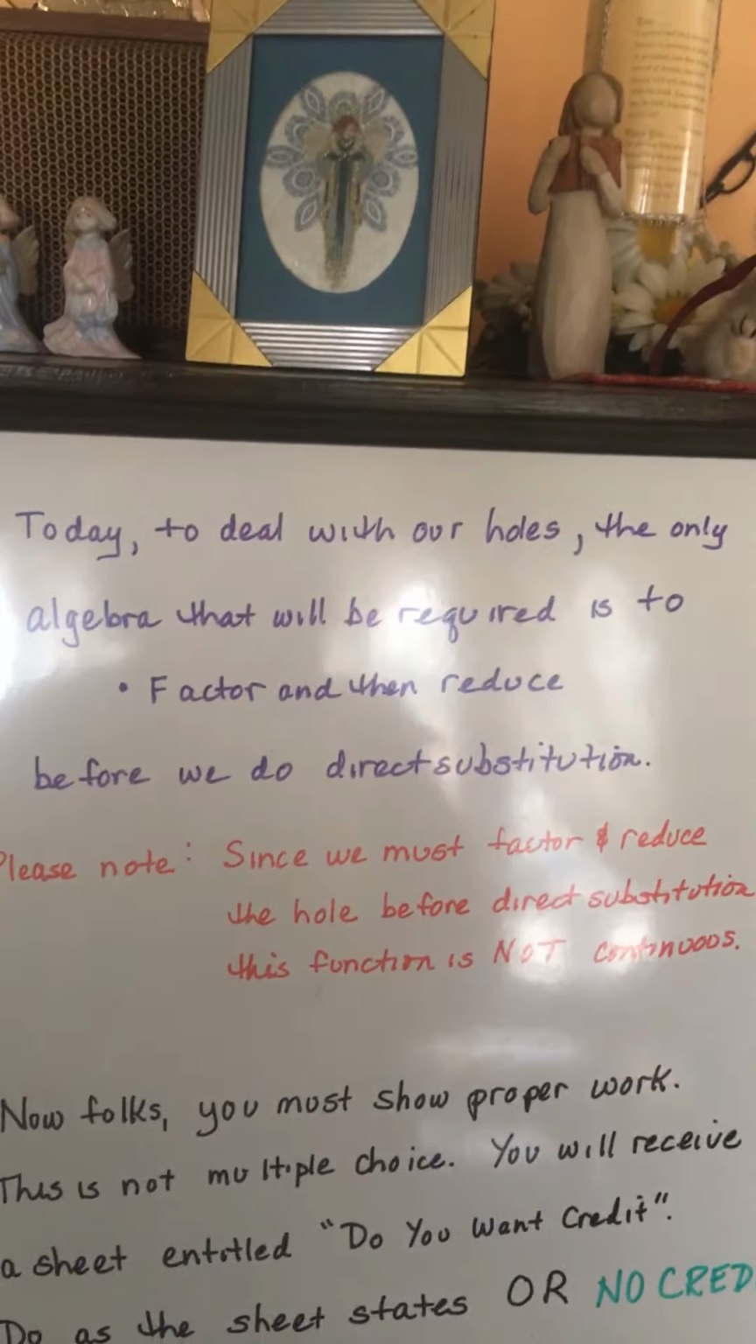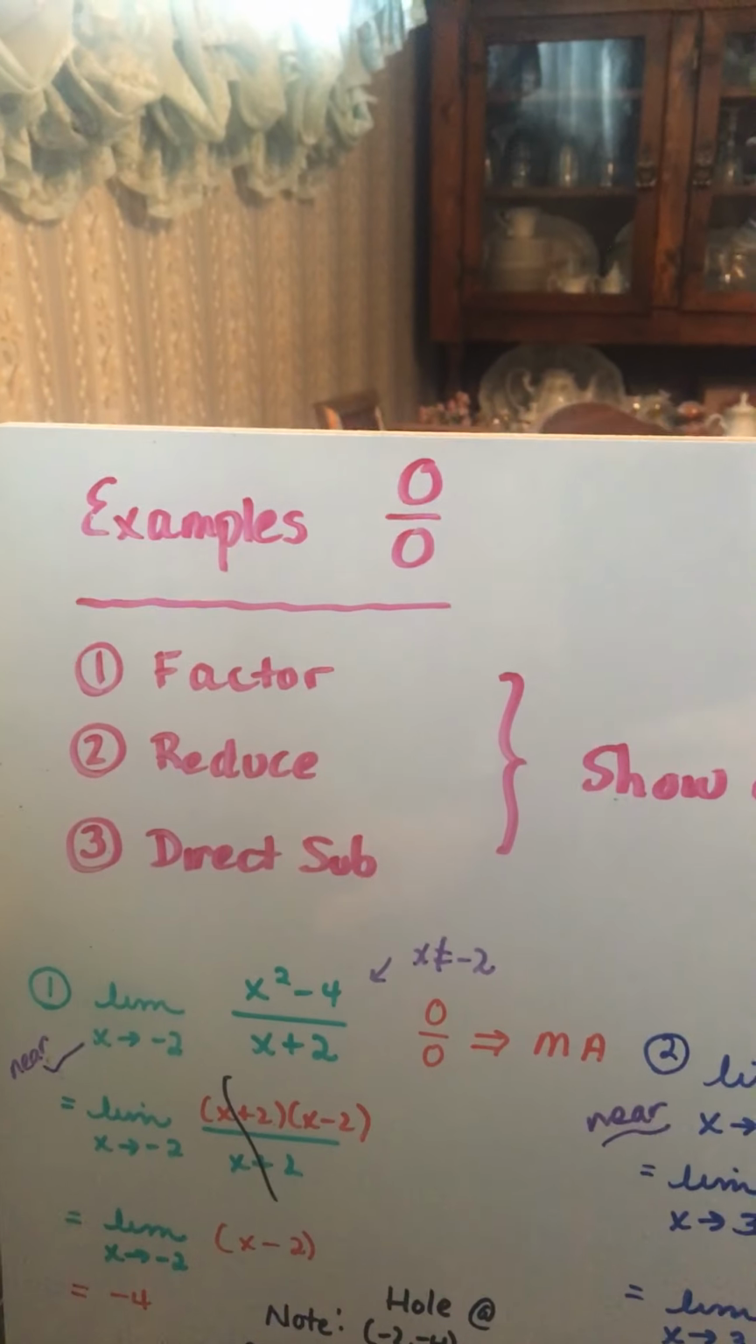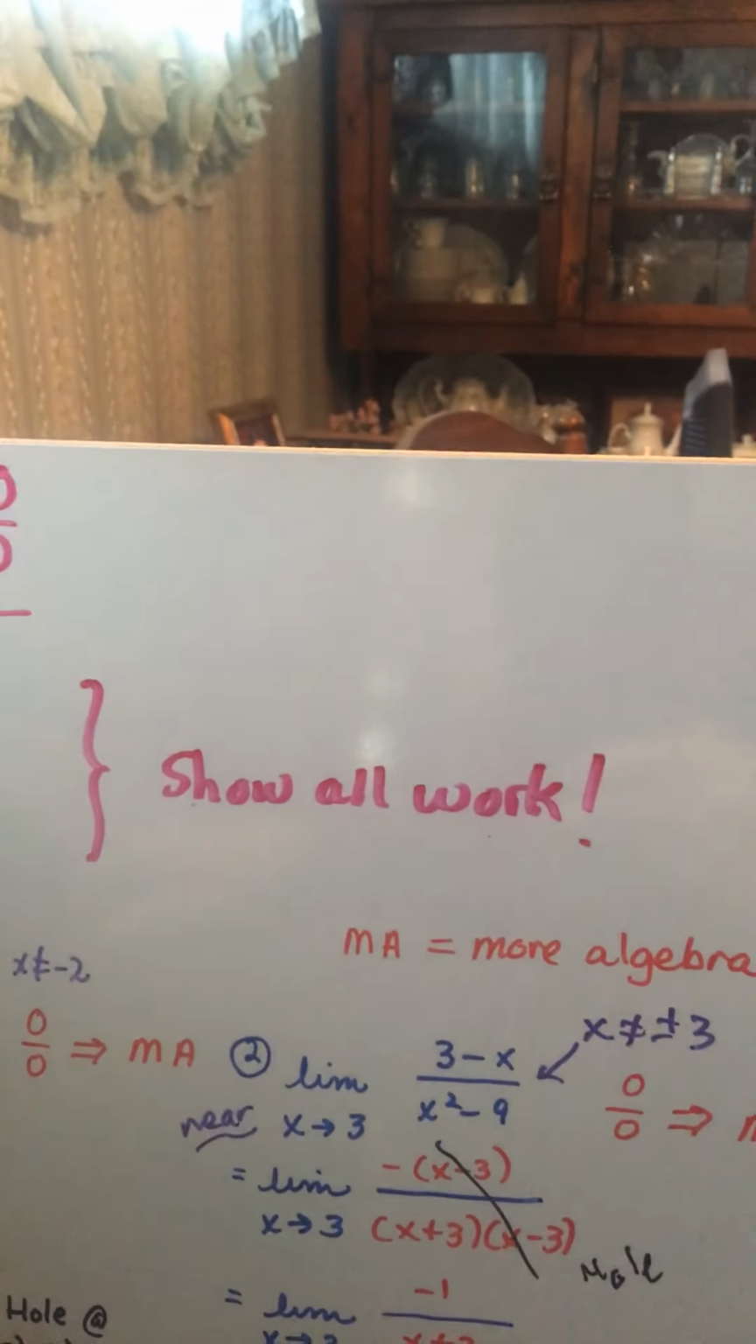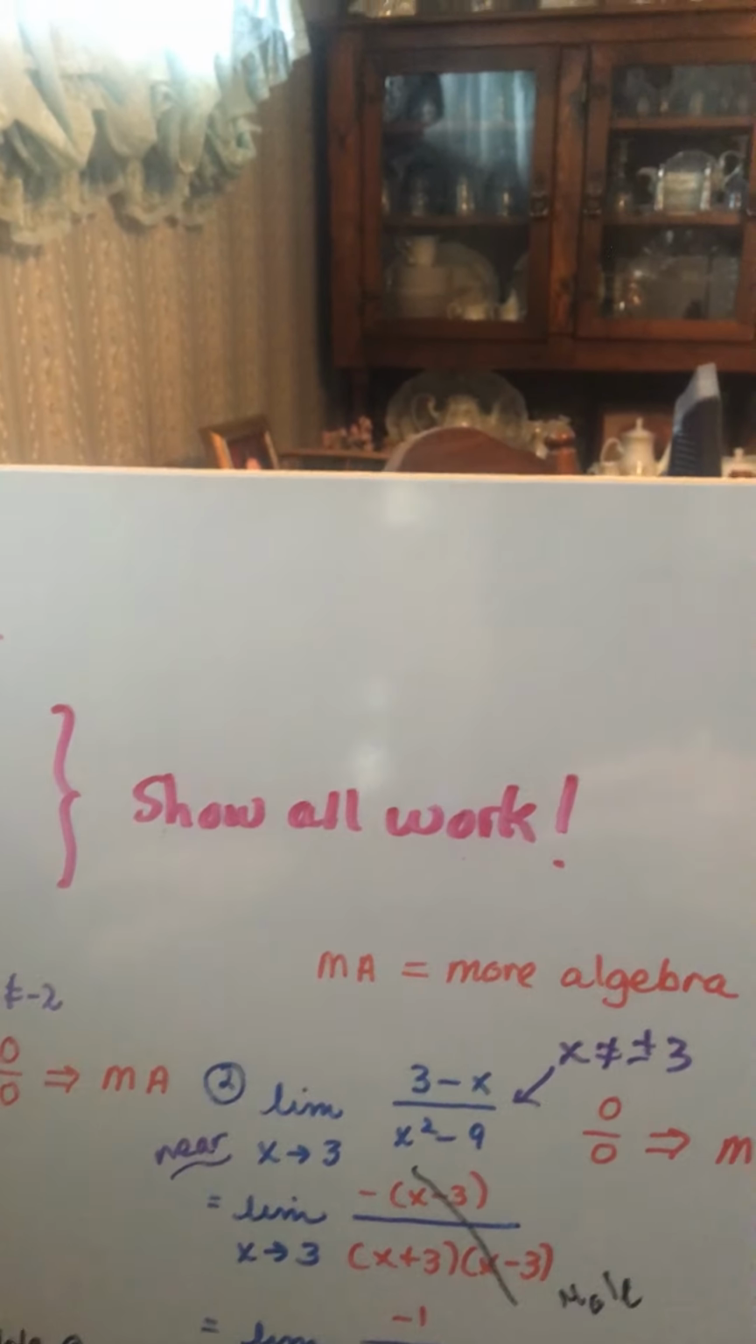Now moving to the next room where we have the rest of our examples. We're going to do examples of when we have 0 over 0. You're going to have to factor, reduce, and do direct substitution. You have to show all work and remember MA, M-A, means more algebra, not mama.